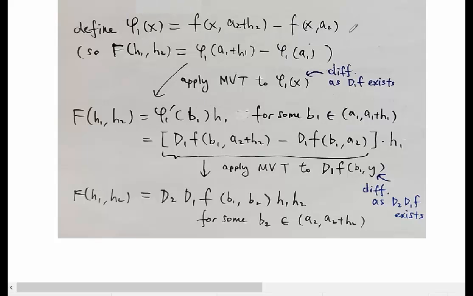And then by the definition of phi1 of x, phi1 prime b1 is just equal to this term. And now I can apply again the mean value theorem for one-variable functions to D1f of b1, y, where y is the variable of this function. And also note that this is a differentiable function because D2 D1f exists. And finally, the function capital F can be expressed as D2 D1f evaluated at the point b1, b2 times h1 h2 for some b1, b2.